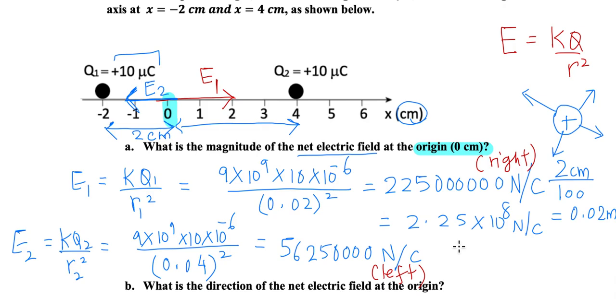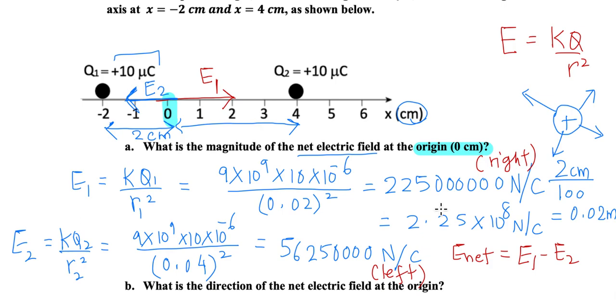So we are going to find E net. That means we need to subtract, because one is pointing to the right and one is pointing to the left. They are in opposite directions. So we'll subtract, and I'll write E1 minus E2, because E2 is a smaller number. You can see 1, 2, 3, 4, 5, 6, 7, 8, only 8 digits here, and obviously these are more than 8. That means E1 is a bigger number and E2 is a smaller number.